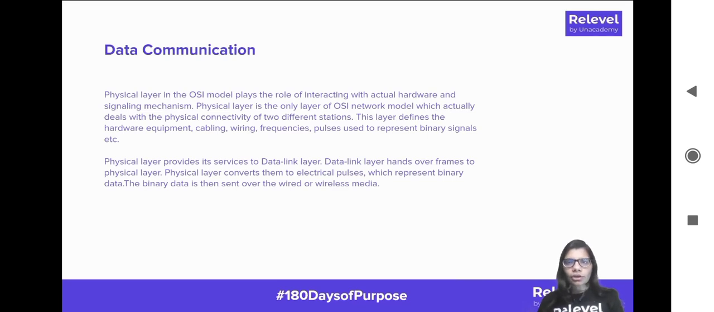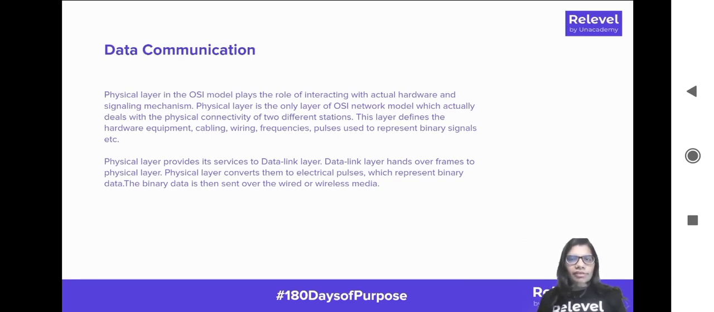So the physical layer in your OSI model plays the role of interacting with the actual hardware and signaling mechanism. The physical layer is the only layer in your OSI network model which actually deals with the physical connectivity of two different stations. It is the lowest layer of your network, and this layer defines the hardware equipment, cabling, wiring, frequencies, pulses that are used to represent the binary signals, etc.